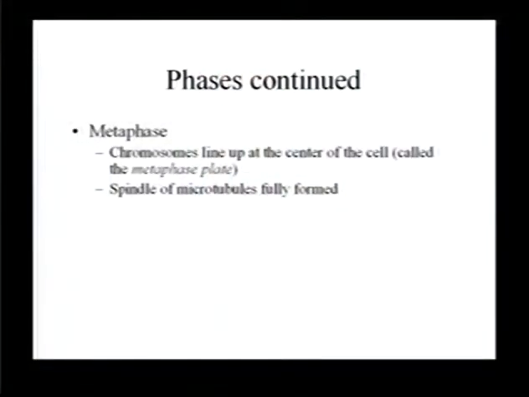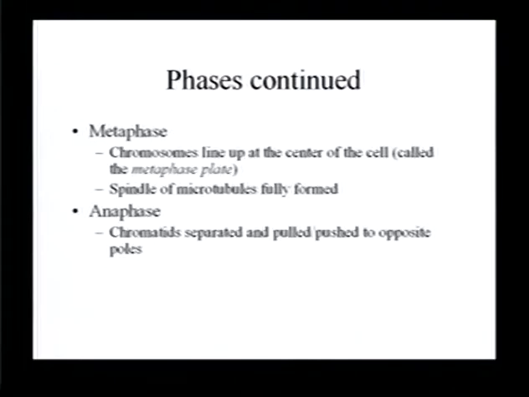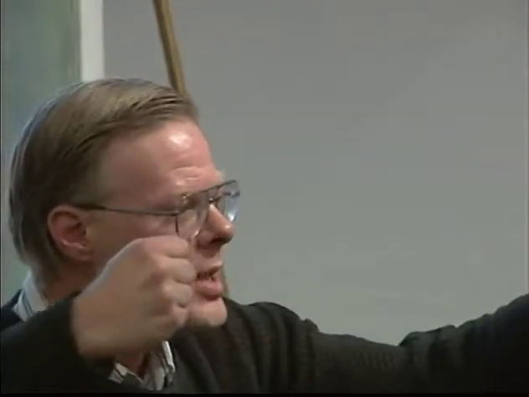The microtubules extend to the center of the cell and attach to the kinetochores, and they cause those chromosomes to line up in a nice line right in the middle of the cell, which we call the metaphase plate. Once you've got the chromosomes lined up in the spindle, that is, this network of microtubules, fully formed, then you can separate the chromosomes, and that's what happens in anaphase. In anaphase, we finally separate all of those sister chromatids. They simply get pulled to opposite poles.